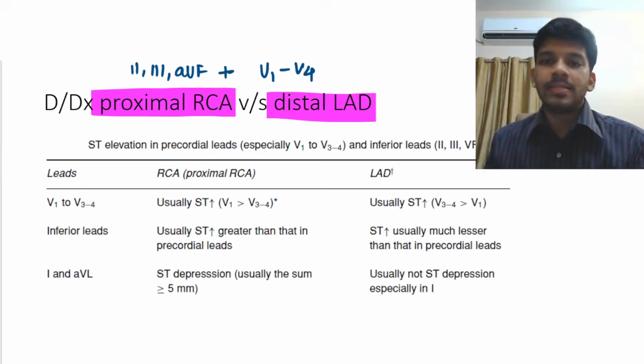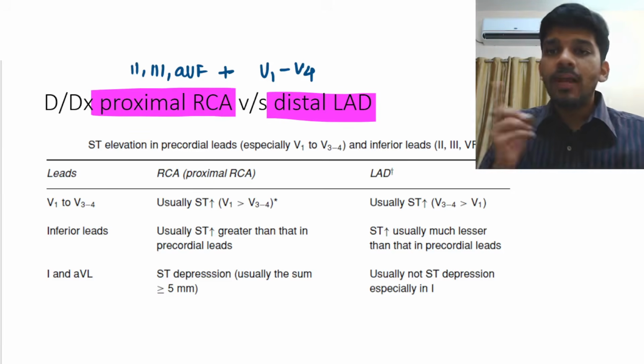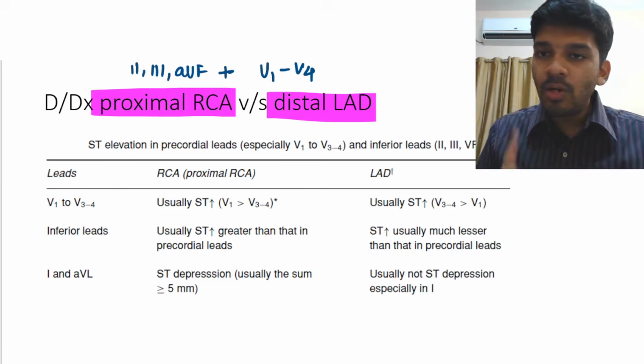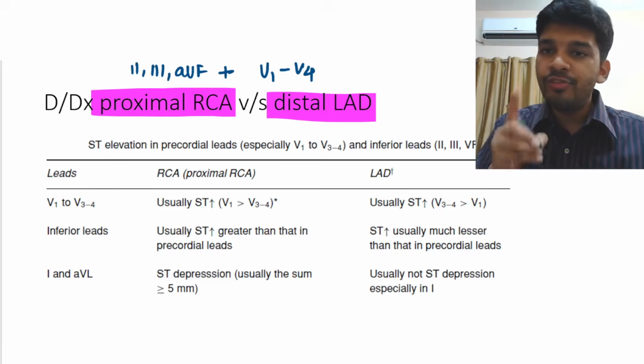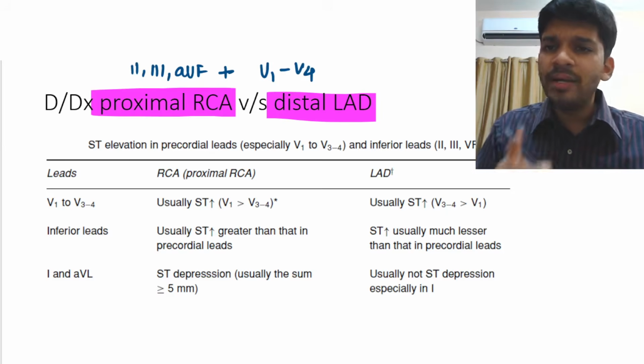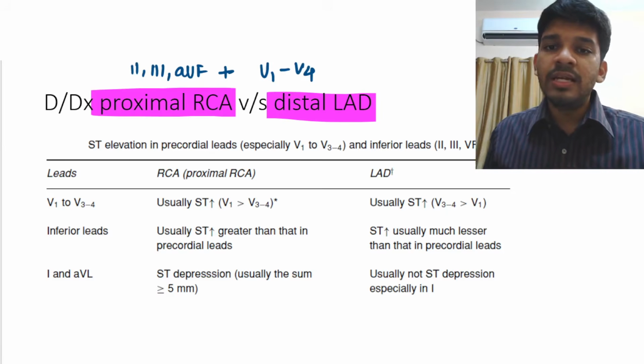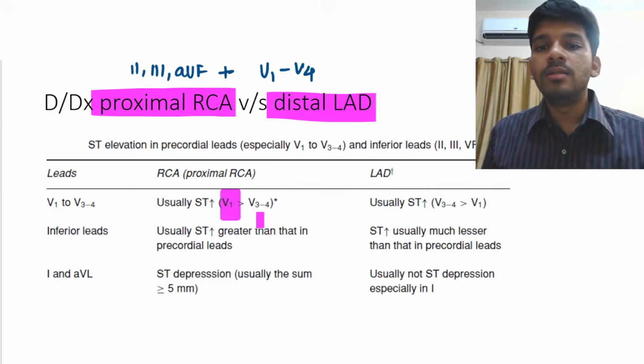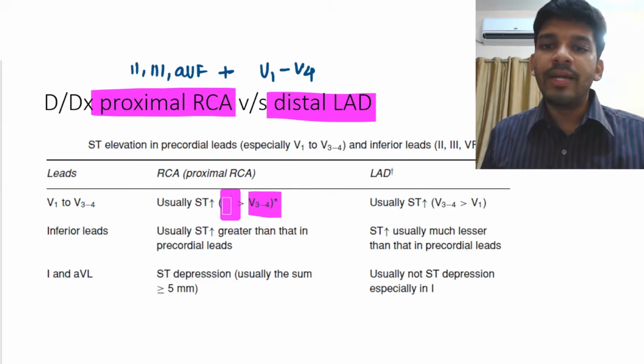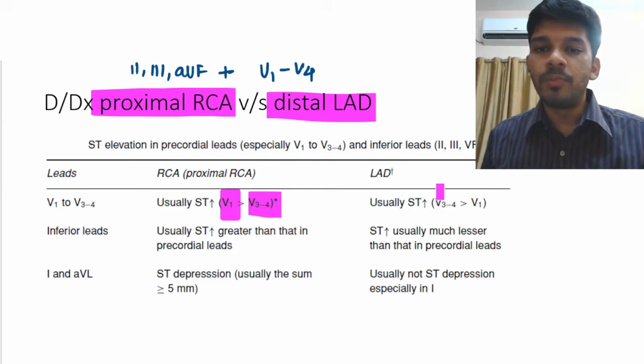So what are the important findings that you get? One, if it is a proximal RCA occlusion, it means the right ventricle is involved, and V1 is a surrogate of V4R, which means V1 will have prominent ST elevation. So ST elevation in lead 1 will be more than in V3, V4. That is one finding of proximal RCA, whereas in LAD it will be the opposite.